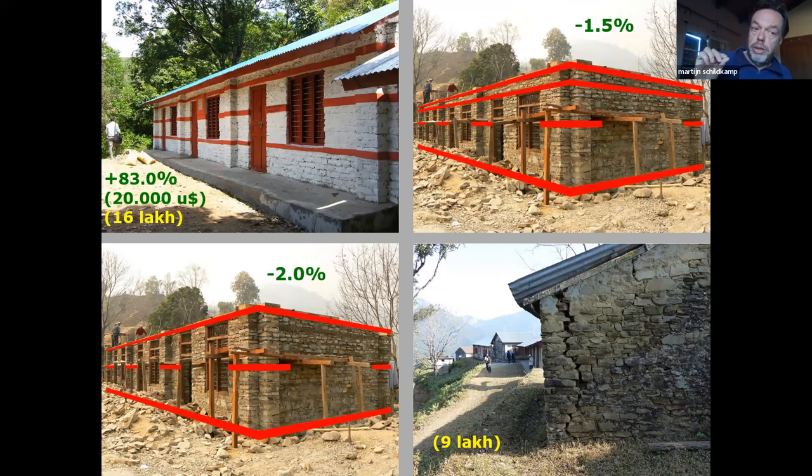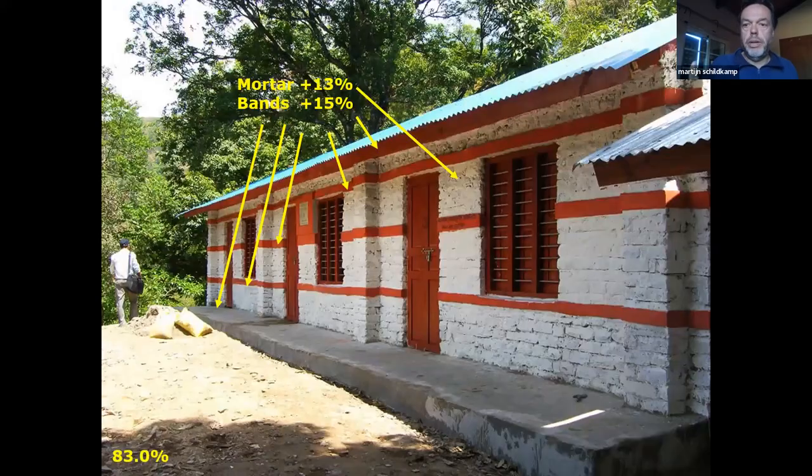To build a reinforced school is about 83% more expensive than an unreinforced school. That's the point. Now, of course, that is a lot of money. I understand that for people in the mountains, that's a massive amount of money. It's almost double the price. But at the same time, it's also the difference between collapse and survive.